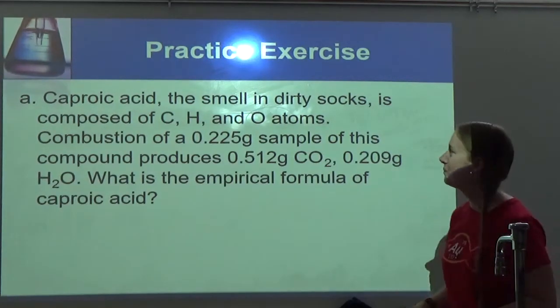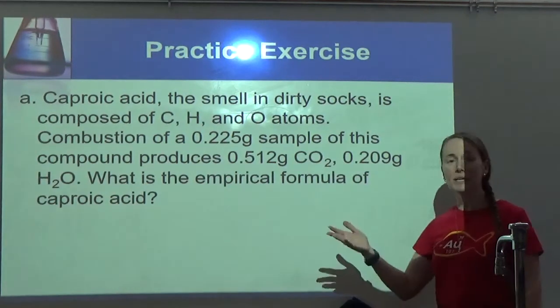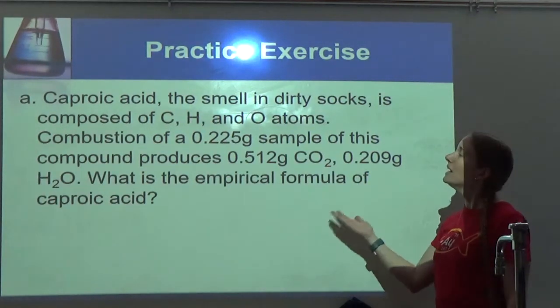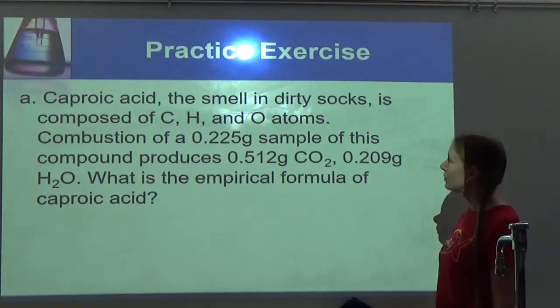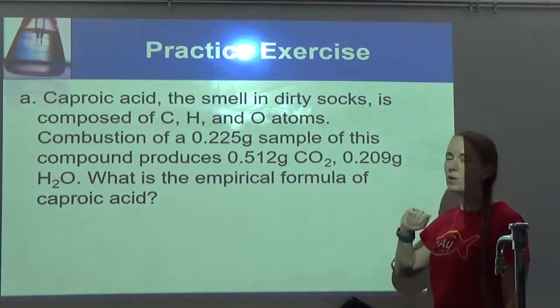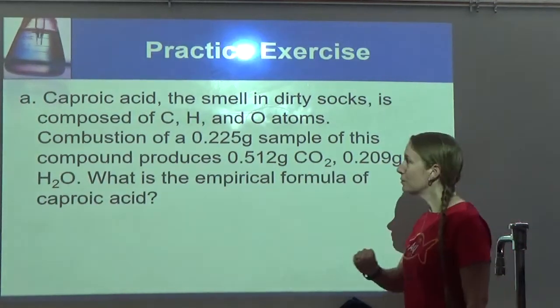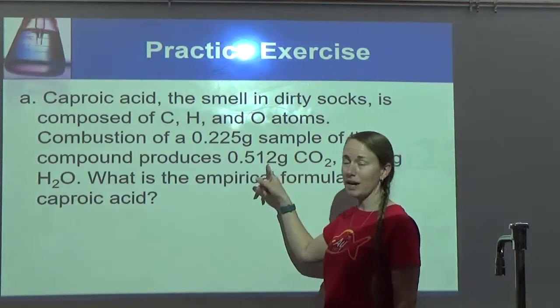Again, it's very long. All right, so we have propionic acid, the smell in dirty socks. Well, there we go. That's interesting. It's composed of C, H, and O atoms. The combustion of a 0.225 gram sample of this compound produces this much carbon dioxide and this much water. What's the empirical formula? Okay, so the first thing I'm going to do is try to pull only the carbon out of the carbon dioxide.